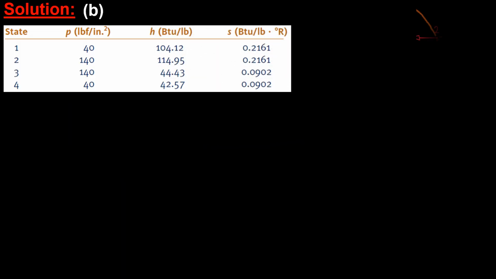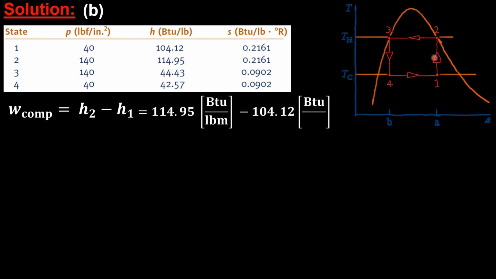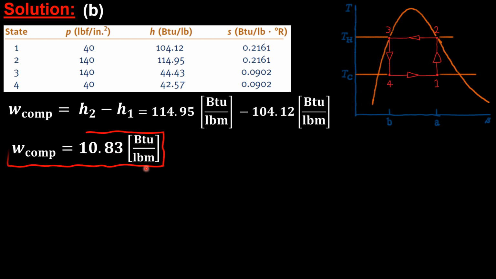Now, the solution for B. What do we need to find for B? We want to find the specific work of the compressor. So remember, we said that from 1 to 2, that's the compressor. And we have the energy content in BTU per pound mass. So from 1 to 2, it starts at 104.12, and the compressor increases the pressure to 114.95. So we will take the difference between them, and that will give us the work input by the compressor, which is 10.83 BTU per pound mass.